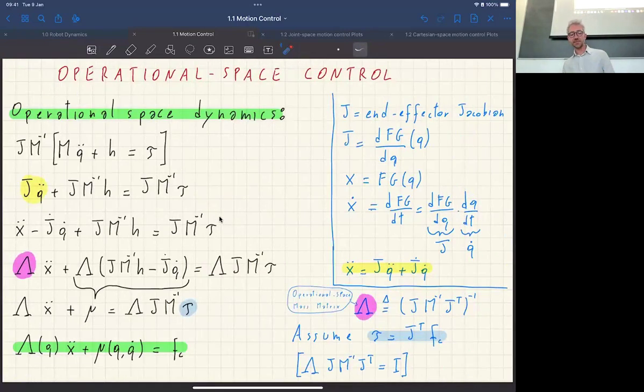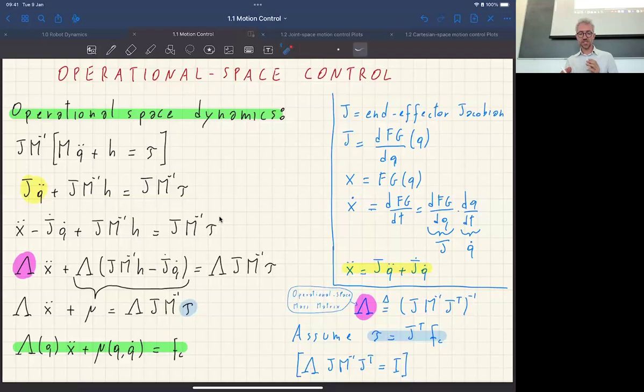So one very famous, well-known way of doing Cartesian space control is the so-called operational space control. This is a method that was proposed in the 80s. It's pretty old, as old as I am. And it's based on this idea that we can take the dynamics of a system and project it in the space of the end effector, the so-called operational space.